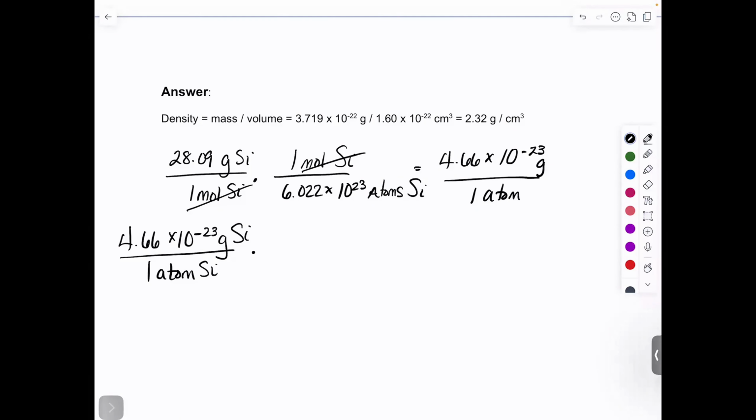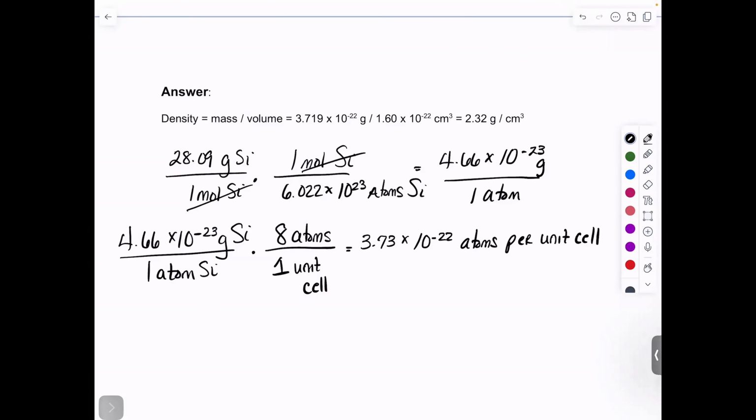Okay, so I know we have a total of 8 atoms, right? So those 8 atoms collectively, and I could put down here per unit cell. All right. So if I just take that resulting number and times it by 8, what do we get? We get, and don't try to erase here. Okay. 3.73 times 10 to the negative 22. And that's grams per unit cell, right? And where do we need to go from here?